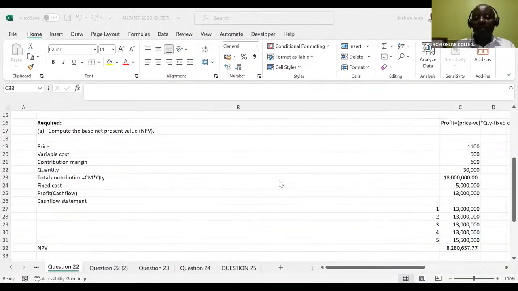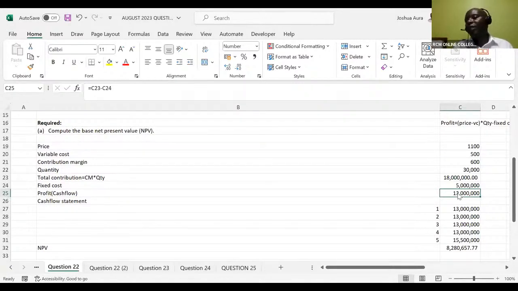Okay, so remember, now here we have been able to get the profit, this profit of 13 million. And because the question did not give us tax, when tax is not given, then automatically depreciation is irrelevant. What I was told in those old days is that when tax is not given, the profit that you have automatically becomes your cash flow. This is what you shall use to discount.